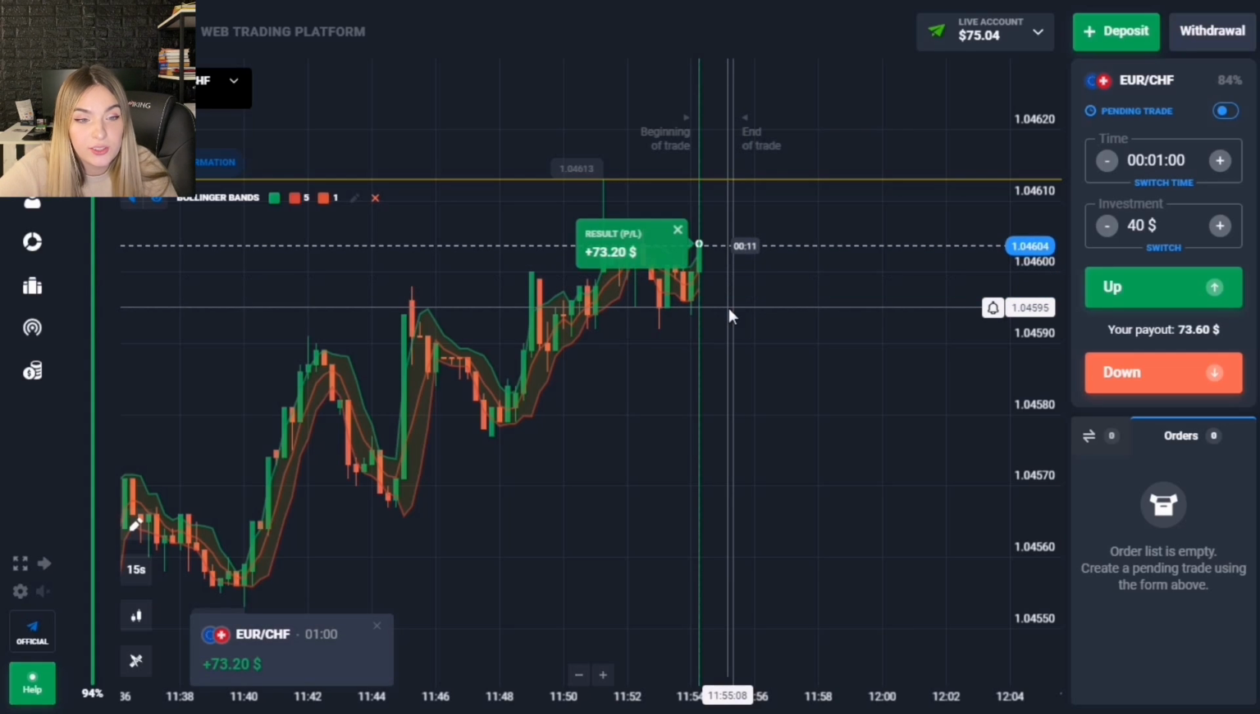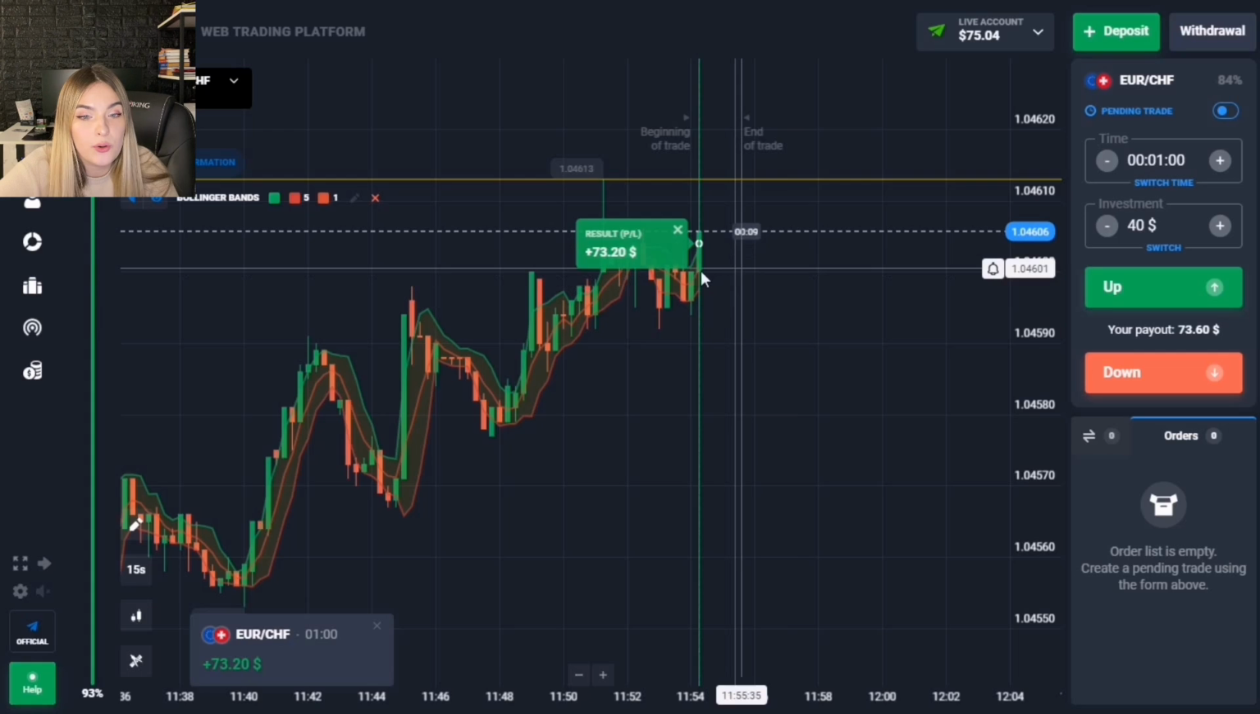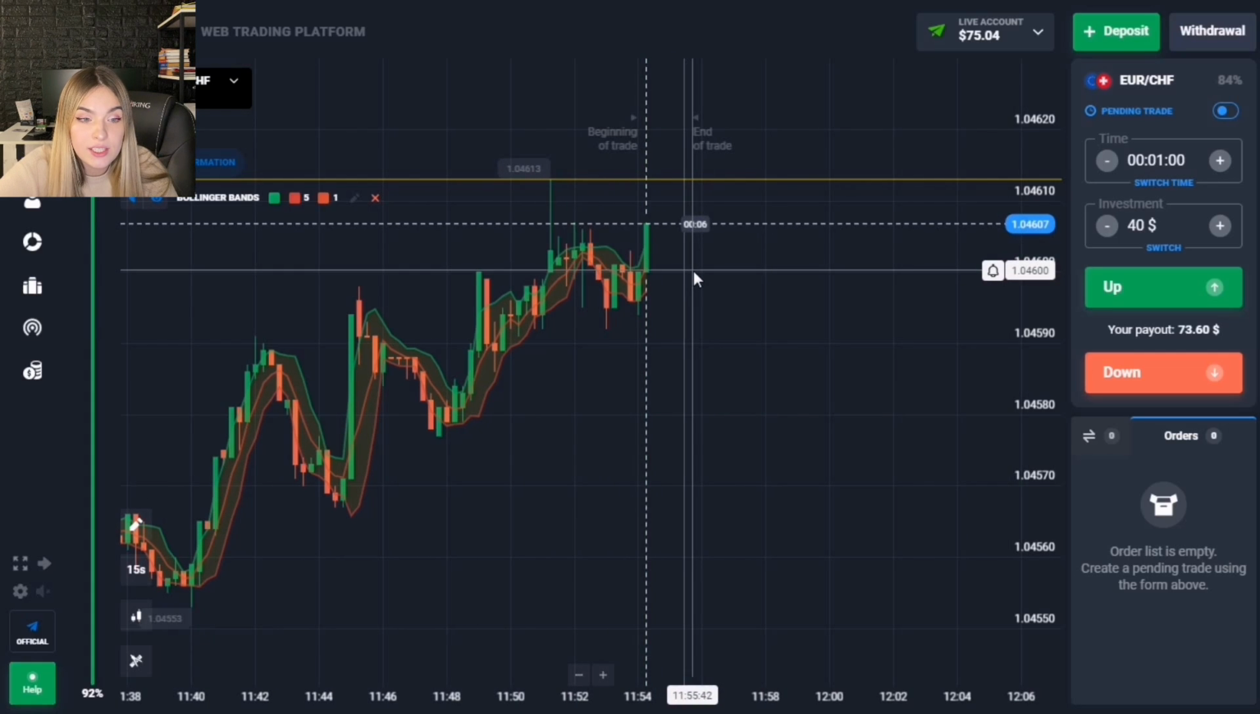Very good, the price continued its upward movement and we managed to close our deal getting a profit. The price continued its movement towards the resistance level while everything is going well.